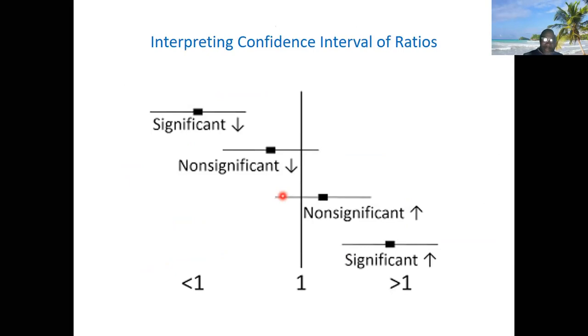Because something can be greater than 1, it may be 1.1, 1.2, it can be even just small, greater than 1. It can also be big, but that doesn't mean that it's significant. How do you judge that?